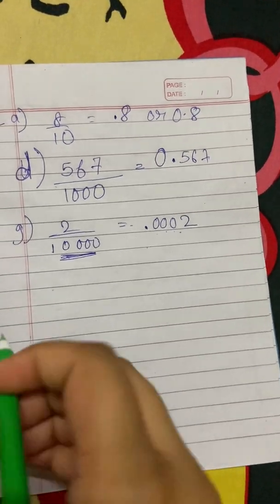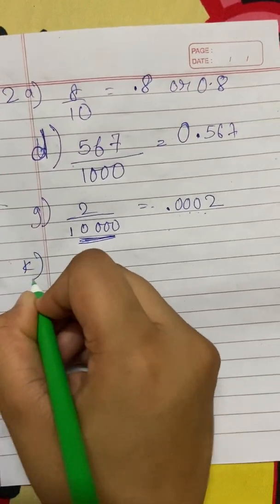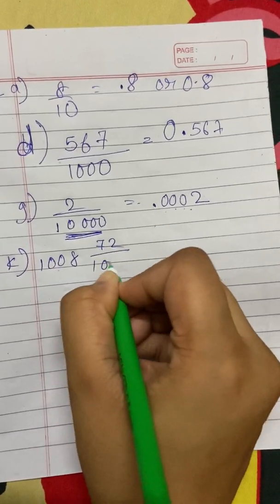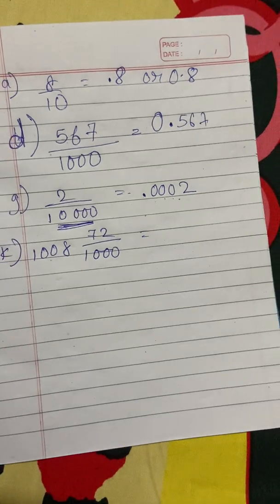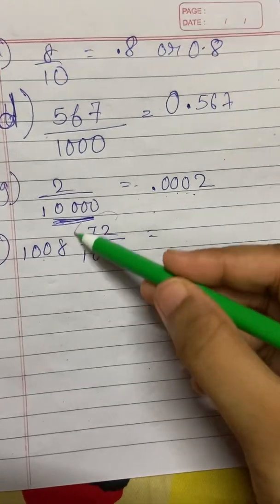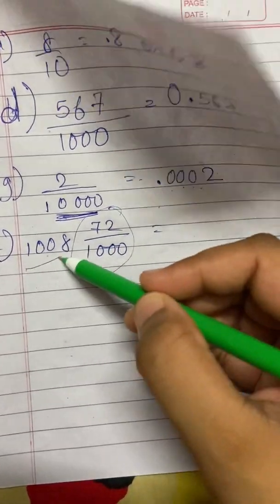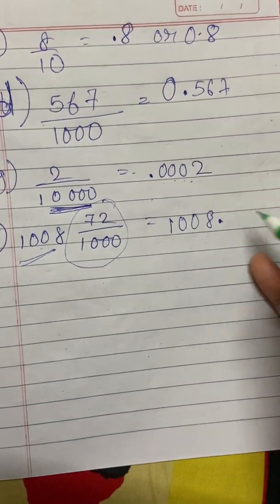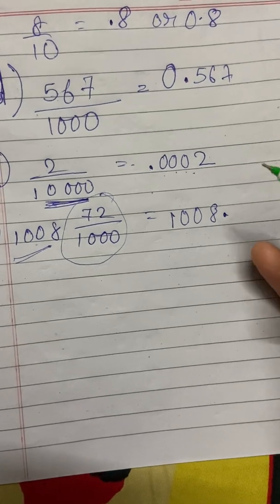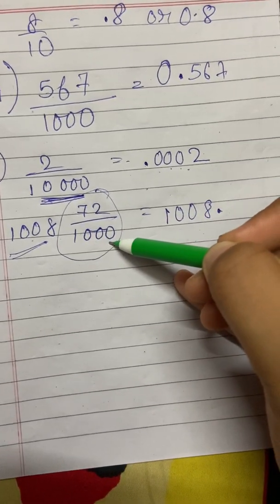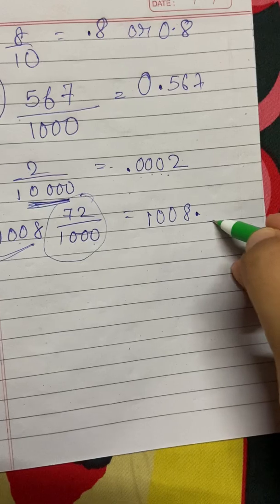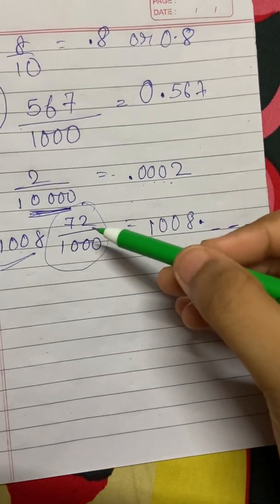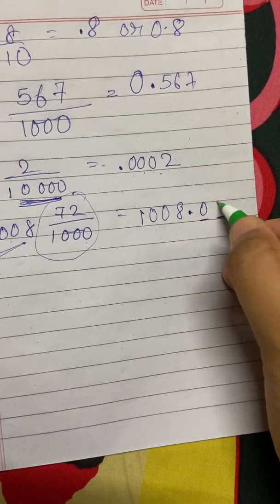Now one for mixed. Question K, 1008 and 72 by 1000. See, this is in fraction, so this will come in decimal. So this is the whole number part. You can directly write this as 1008 point. Now you'll have to see that there are 3 zeros. So I have to write 3 decimal digits. But there is only 72. So we will write 072.